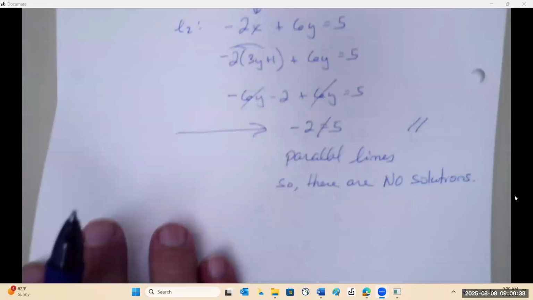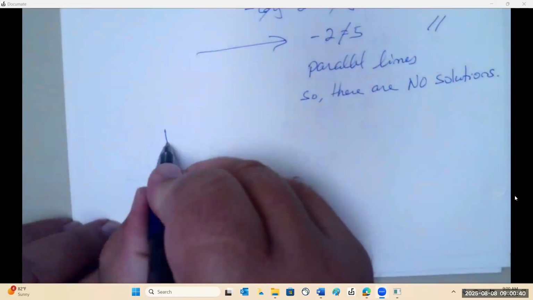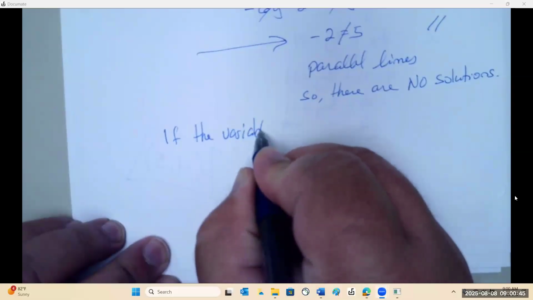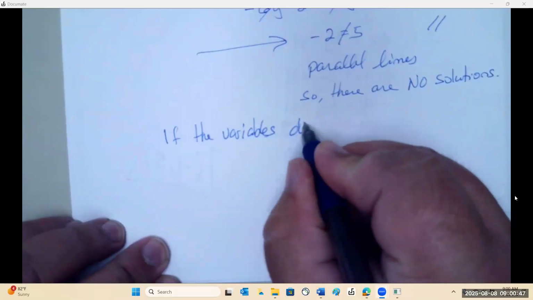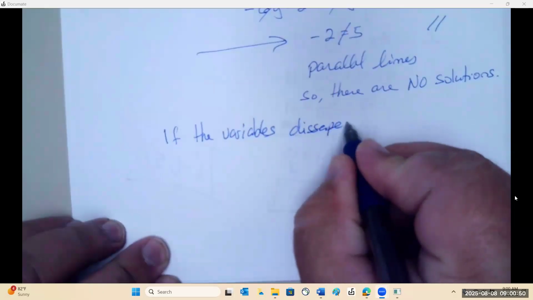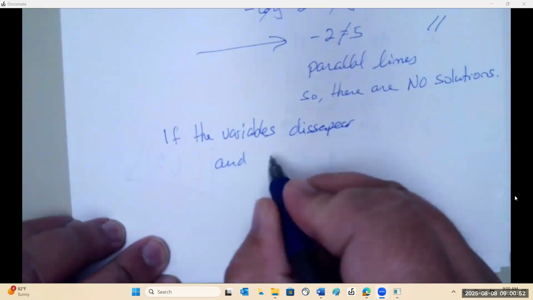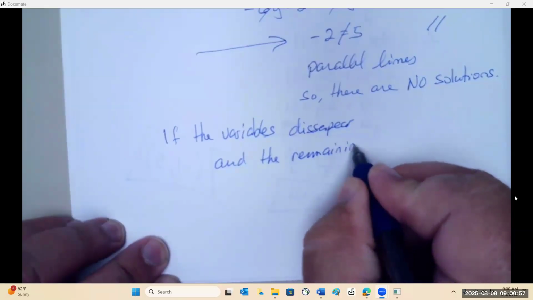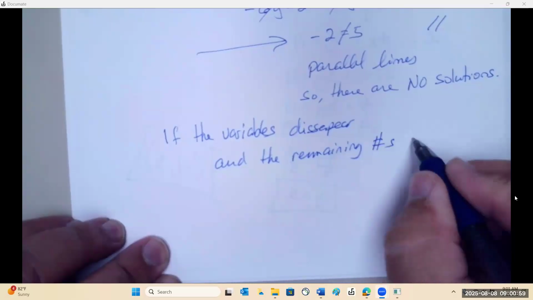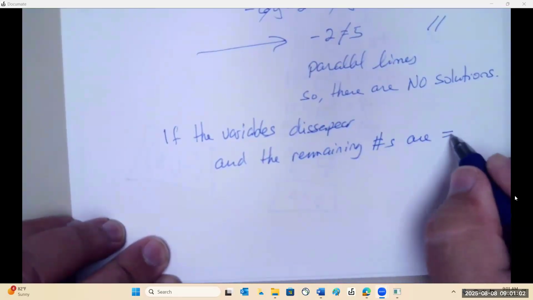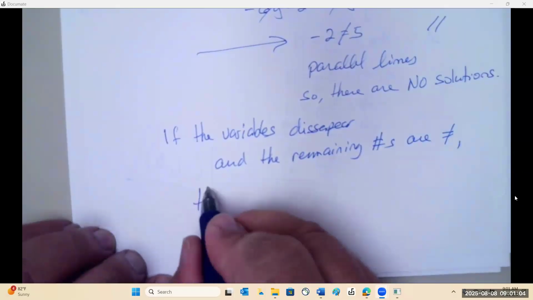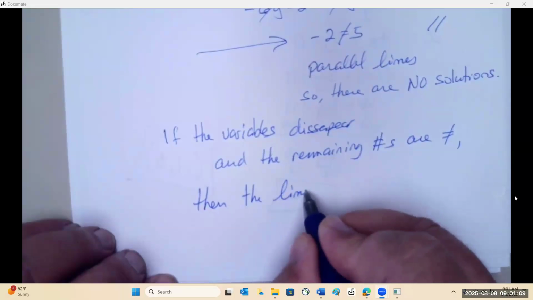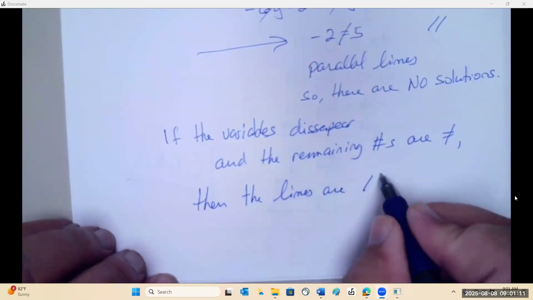Okay. If the variables disappear and the remaining numbers are not equal, then the lines are parallel.